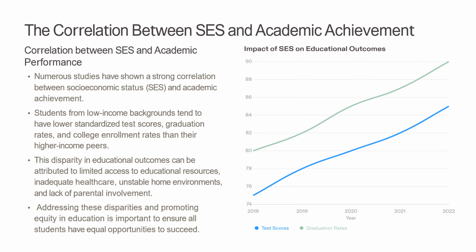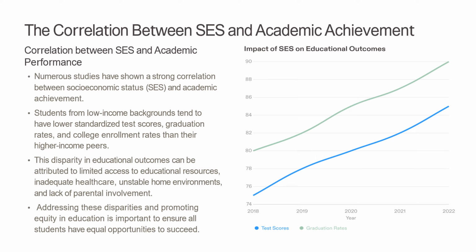Unstable home environments. Economic hardship can lead to unstable living situations, including homelessness, overcrowded housing, and frequent moves. These disruptions can disrupt students' routines, cause stress and anxiety, and make it difficult for them to focus on their studies.